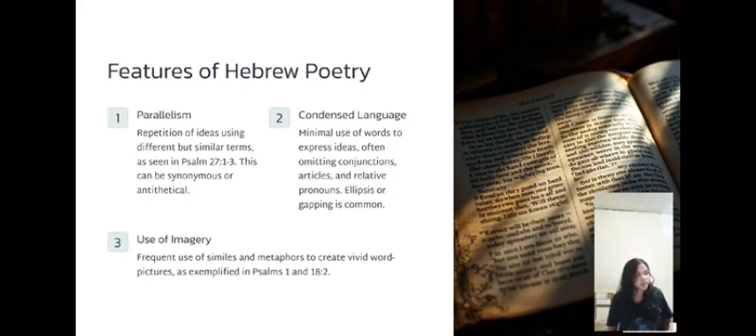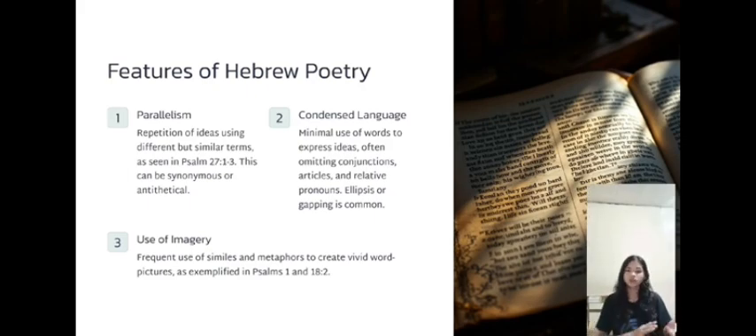Most of them, we can hardly use the word "and." Yes. And so, last, we have the use of imagery. So, Hebrew poetry makes frequent use of similes and metaphors to create vivid word pictures, like for example in Psalms 1 and Psalms 18 verse 2. So now that we're done with the types of poetry and its main features, let's proceed to Hebrew prose.